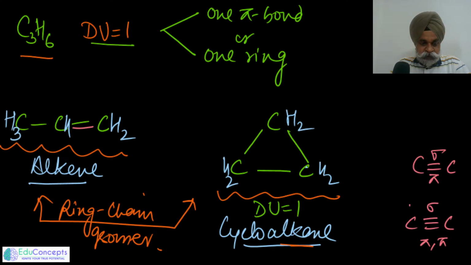Moving on to the next example. Next example, we can take C5H8. Simply we would find the degree of unsaturation first, because once we get the degree of unsaturation, we would get to know many things about it.